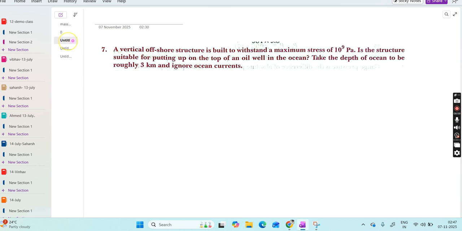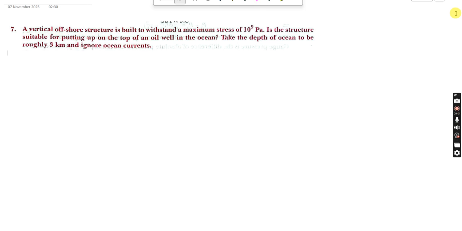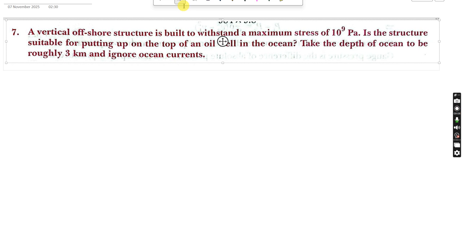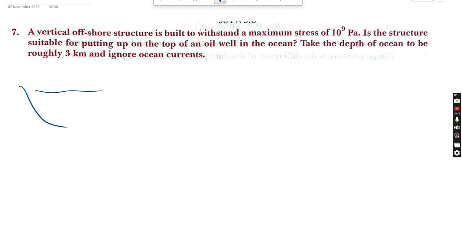Next question. You can see here, basically this is a question. So what is written in this? You can observe a vertical offshore structure is built to withstand a maximum stress. Offshore means the region near the ocean, right? If this is the ocean, the nearby region will be called the shore.